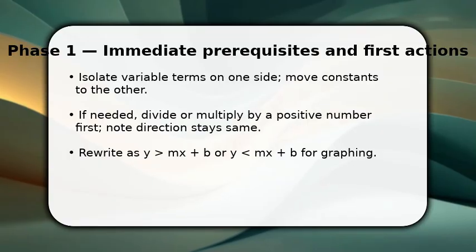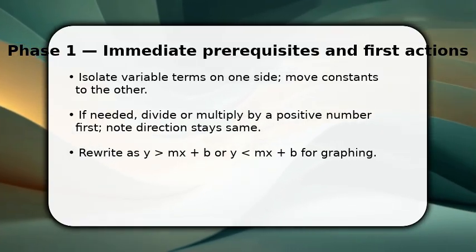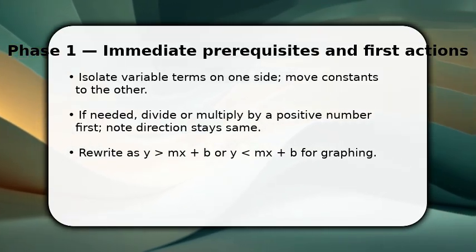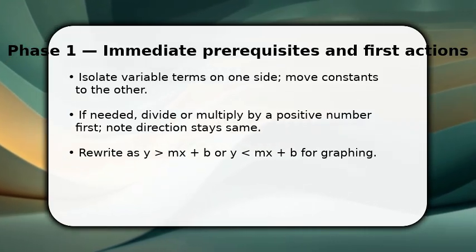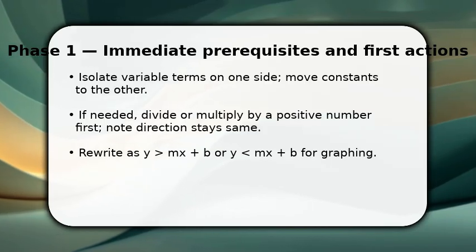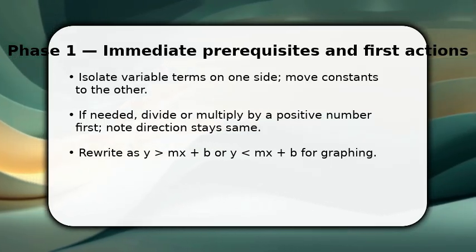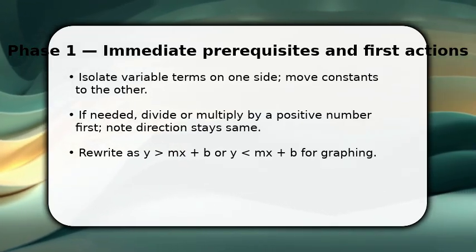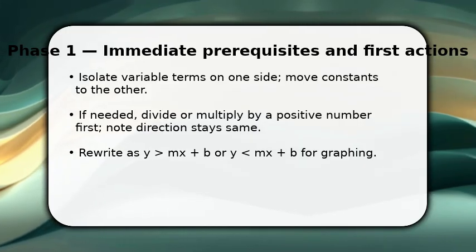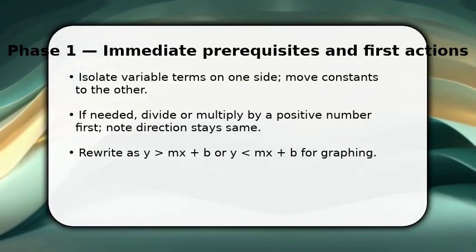You begin by isolating the variable, so get all x terms on one side and constants on the other. Once done, put the inequality into slope-intercept form, y < mx + b or y > mx + b, because that tells you how to draw the boundary line. Make sure to simplify coefficients first. If you divide by a negative number, you will flip the inequality, so hold off until signs are clear.